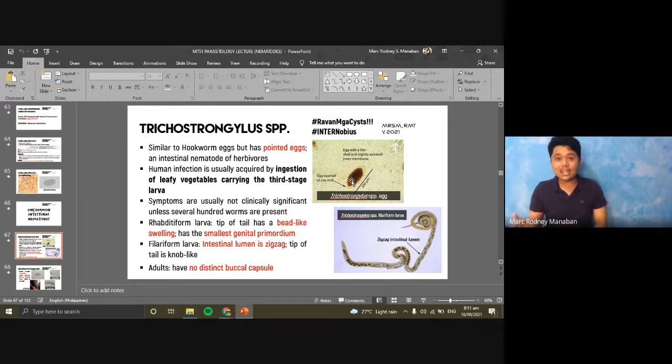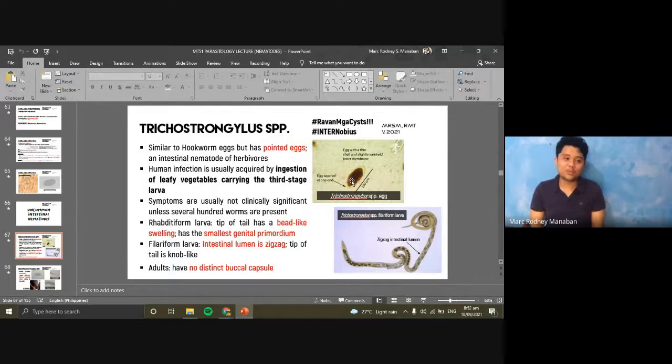Ayan. And of course, the eggs of Trichostrongylus are pointed. Okay. Now, aside from that, for symptoms, if there are many worms, the symptoms are similar to hookworm. But if there are not many worms, then it is possible that the symptoms are not significant. Okay. Now, rhabditiform larva, take note, the tip of the tail has a bead-like swelling. So there is a swelling similar to a bead in appearance.